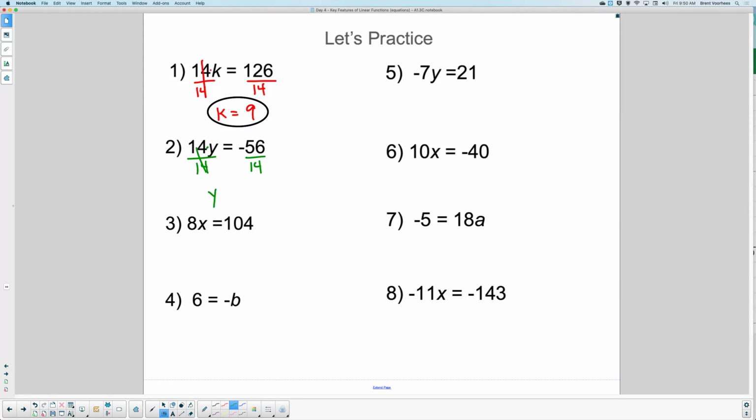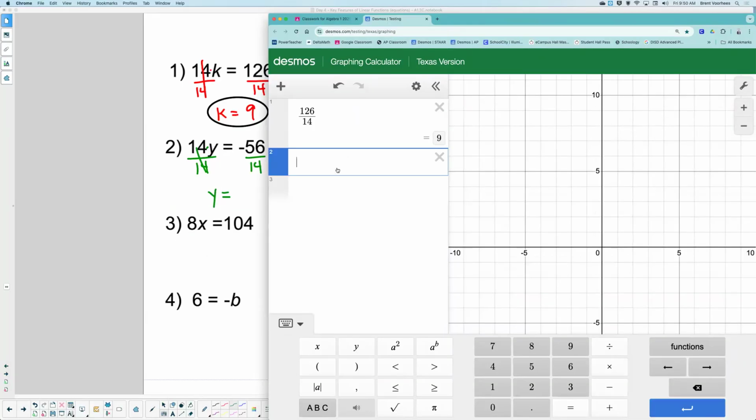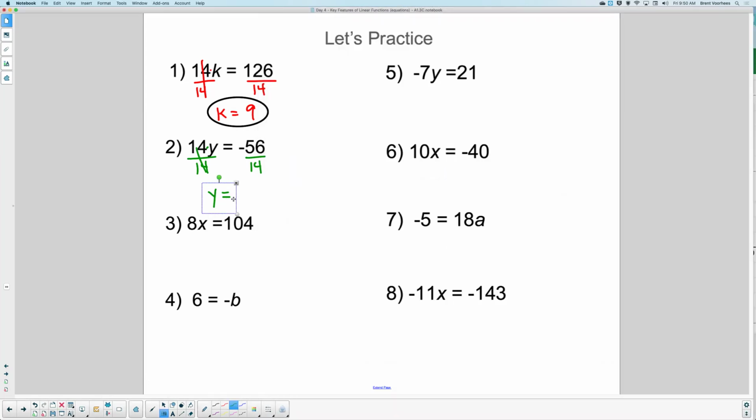Now let's go type this in the calculator. It's negative 56 divided by 14. Negative 4? Great. Negative 4. That is our solution there. Okay, how about the next one?